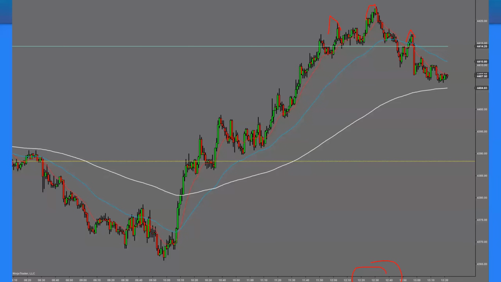Where do I take this? I don't take it here. I don't take it here. I take it when this piece closes below this flat print. See the flat print in there? They can't get below it. Then all of a sudden they sweep it, they get below it. Now where are they going to come back to?